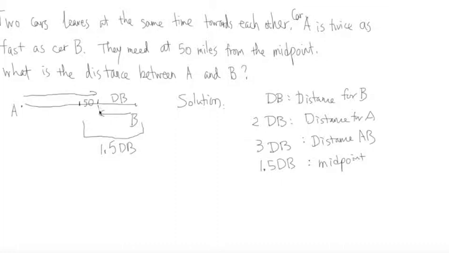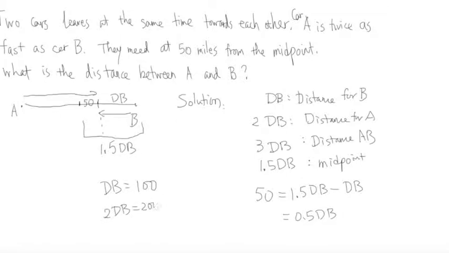Now what is the 50? The 50 is the distance between 1.5 dB and dB. So it's 0.5 dB. Half of the dB is 50 miles. So now we know the distance B traveled is twice that much: twice 50 is 100 miles. And A traveled double that, 200 miles, and the total distance between A and B is 300 miles.